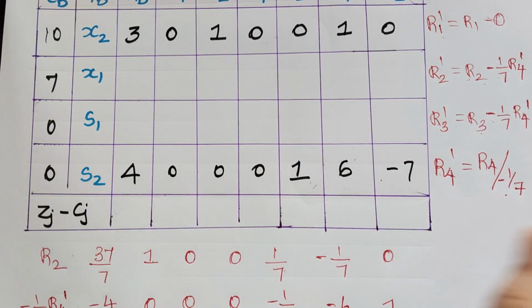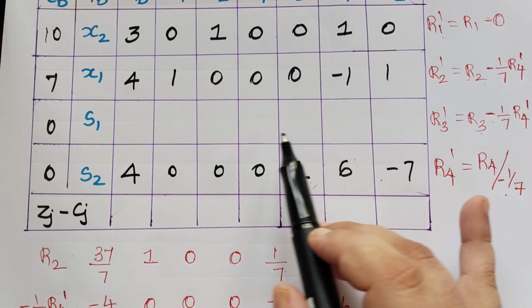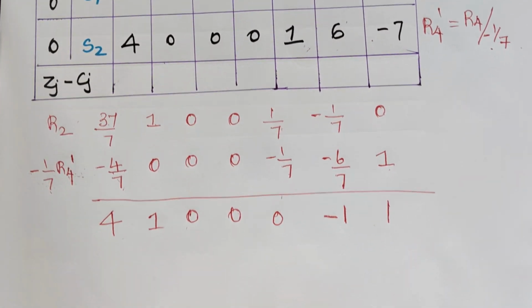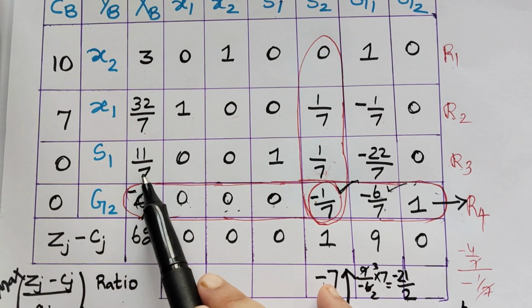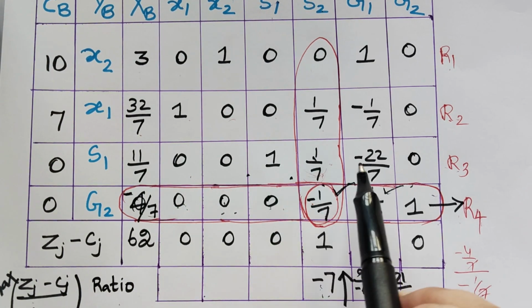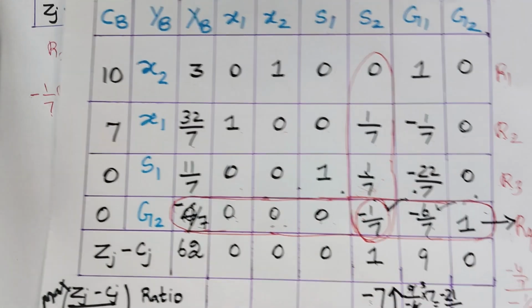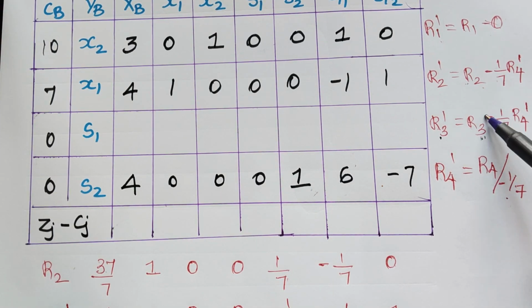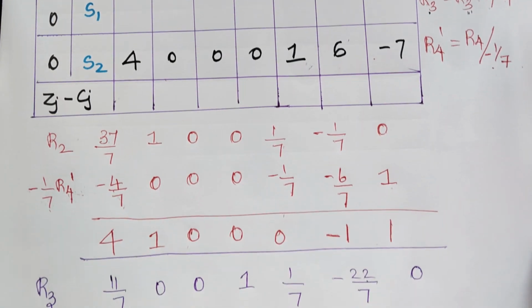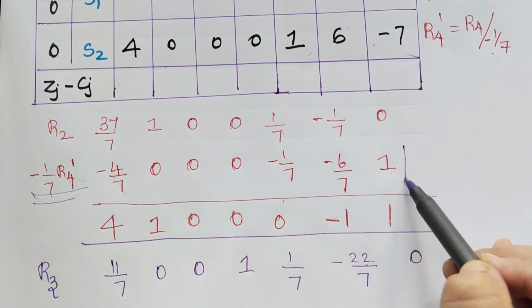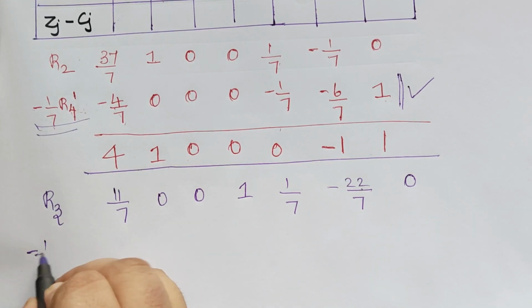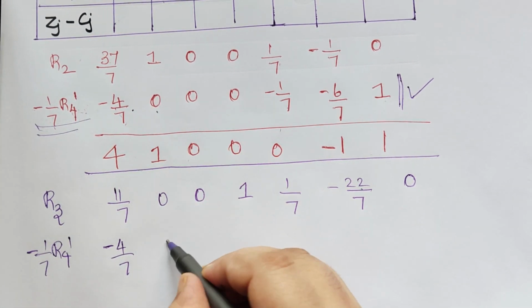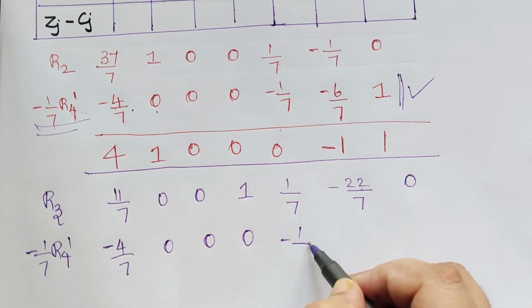So we are done. The next thing that we have to find is R3 dash. For that we shall first write R3. R3 we have here. R3 is 11 by 7, 0, 0, 1, 1 by 7, minus 22 by 7, 0. We will take and write this. So I have written R3. Next, what we need is minus 1 by 7 multiplied with R4. This is what we have already found here. So we will just take and repeat it. So minus 1 by 7 R4 dash. So this is minus 4 by 7, 0, 0, 0, minus 1 by 7, minus 6 by 7 and 1.